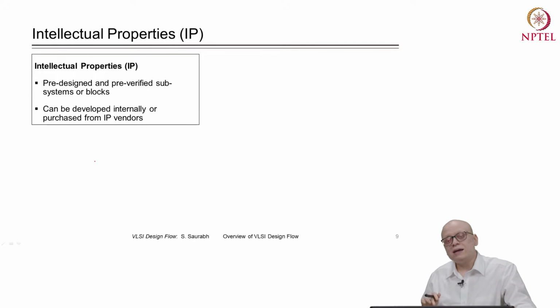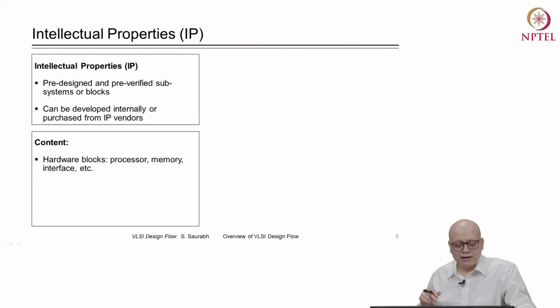This pre-designing can be done either in-house by a company, or a subsystem or an IP can be purchased from third-party IP vendors, right? So it can be developed internally or it can be purchased from the IP vendors.